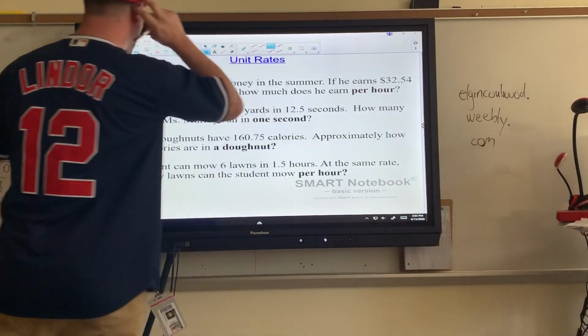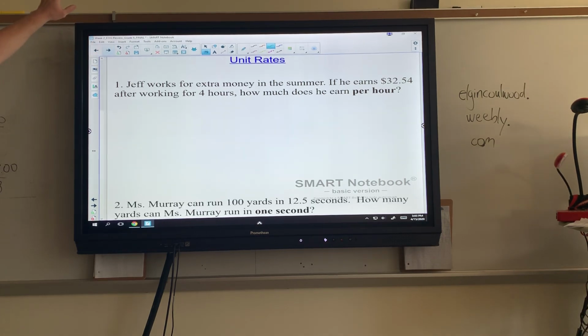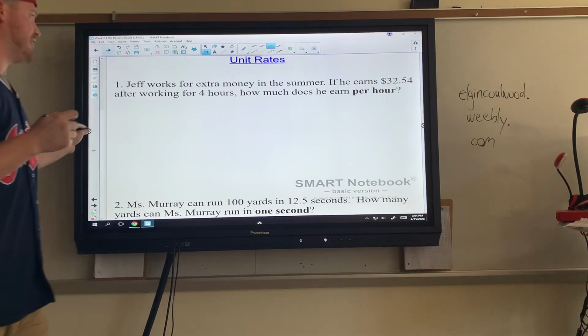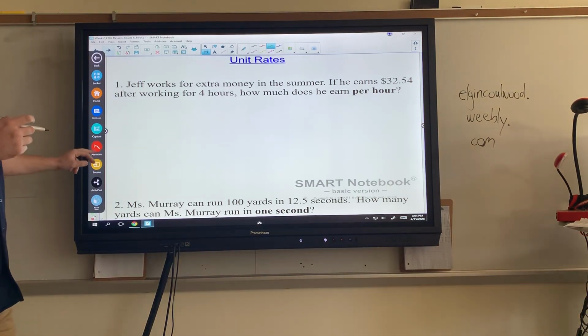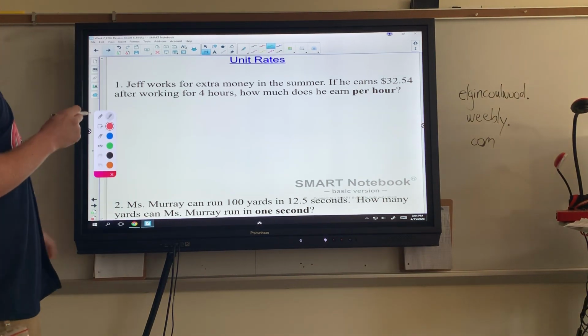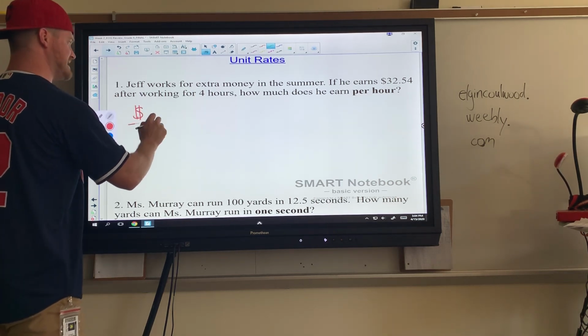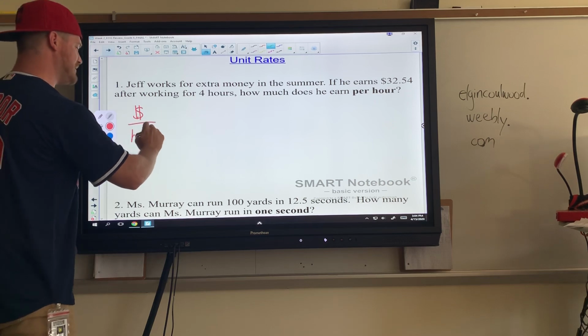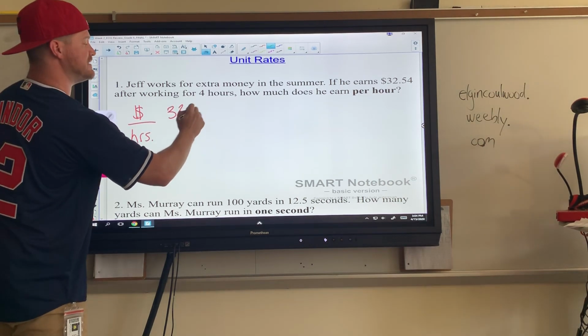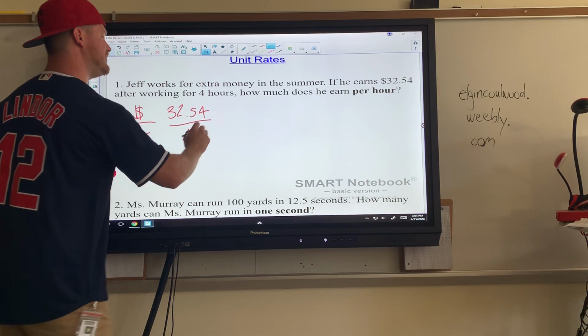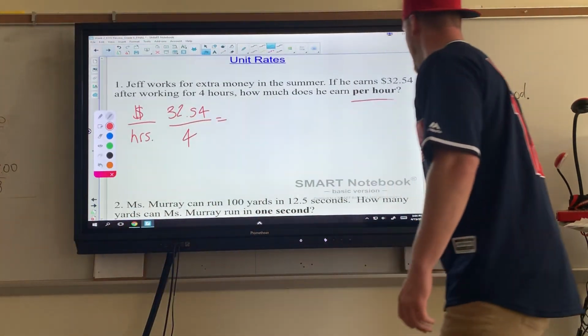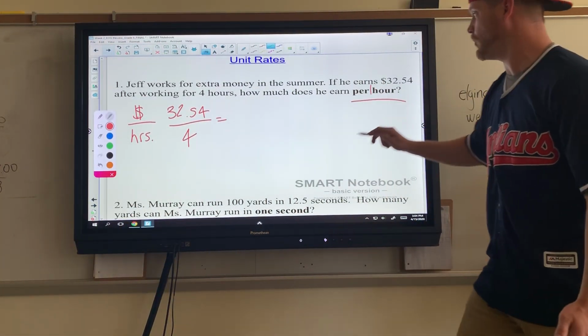All right, number 1. Jeff works for extra money in the summer. He earns $32.54 after working for 4 hours. So we usually do money over everything. In this case, it's money over the number of hours he works. So $32.54 over 4. We're looking for per hour. Per how many hours? Well, that's just per 1 hour.